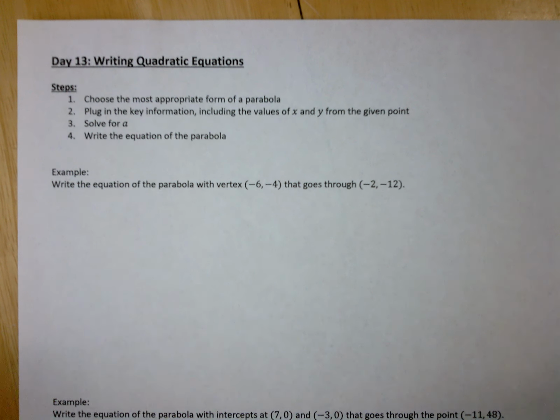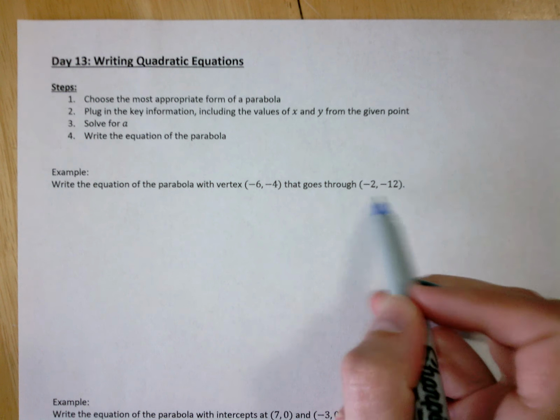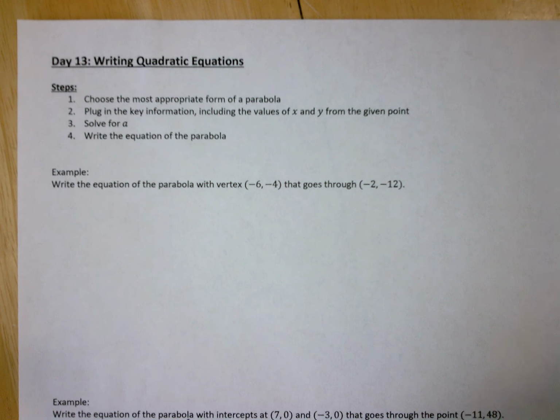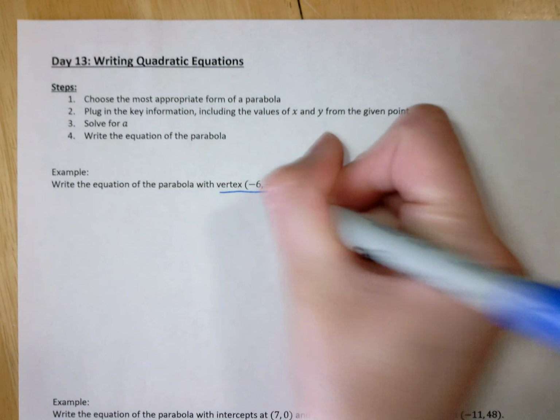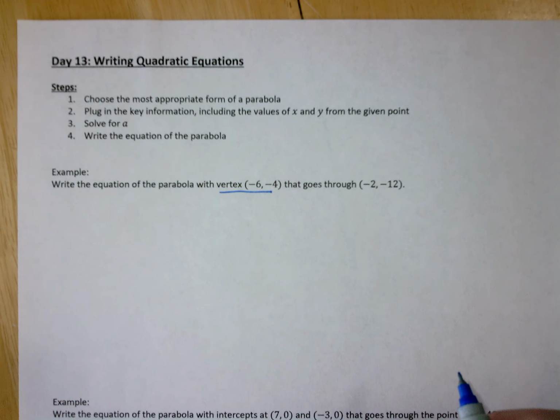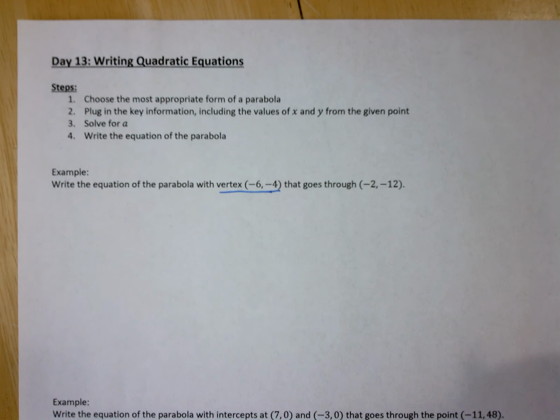Okay, so let's go through what this is going to actually look like. So we're going to write an equation with a vertex of (-6, -4) that goes through (-2, -12). Now choosing the most appropriate form of the parabola, they gave me a vertex. That means I'm going to choose vertex form. Okay, they give you a vertex, use vertex form. If they give you intercepts, use intercept form. If they don't give you either of those things, then you can't use either form, and that's what we're going to talk about tomorrow. Okay, but in this case, I have a vertex, so I'm going to use vertex form.